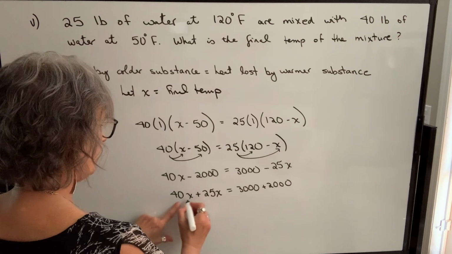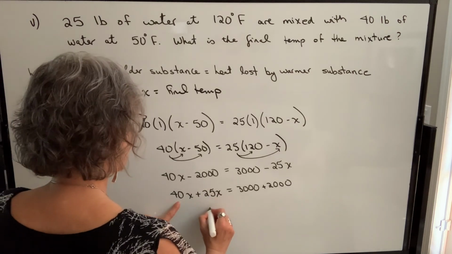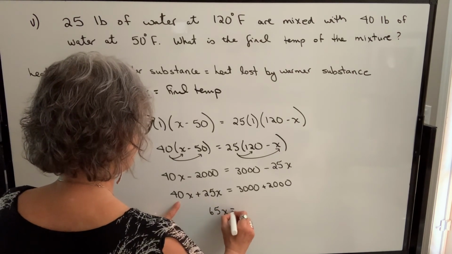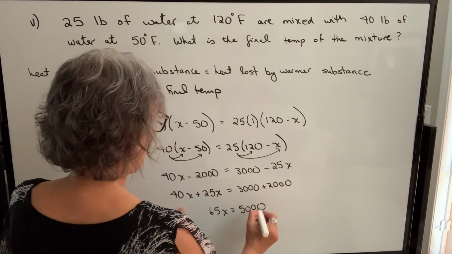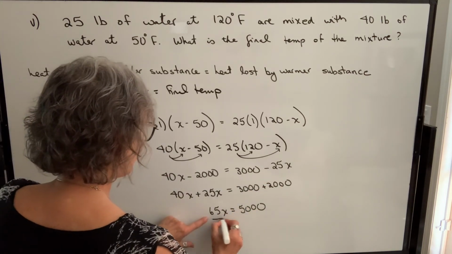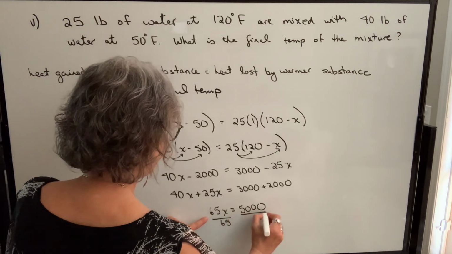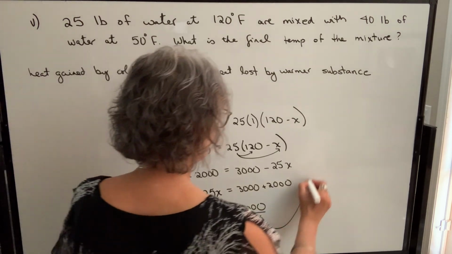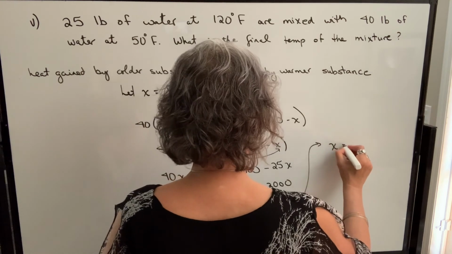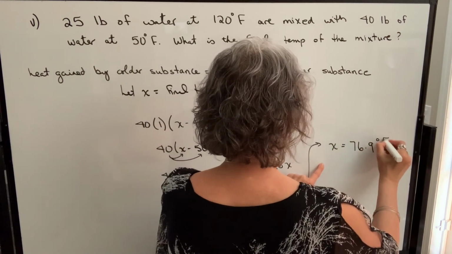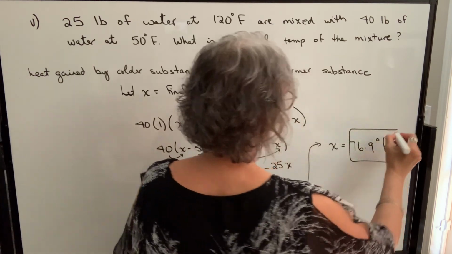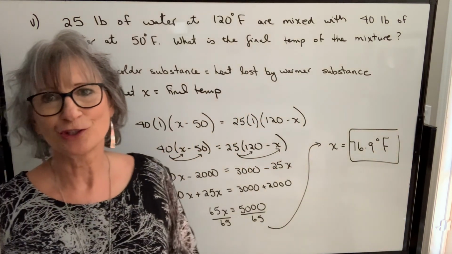Now I can combine 40X plus 25X will be 65X. 3,000 plus 2,000 is 5,000. And now to solve for X, I'm going to divide both sides by 65. And my answer will be 76.9 degrees Fahrenheit. That will be the final temperature of that mixture.